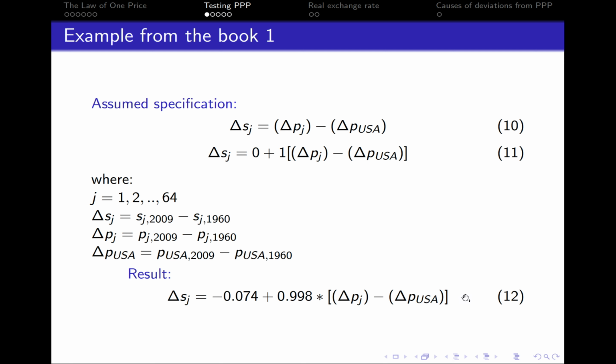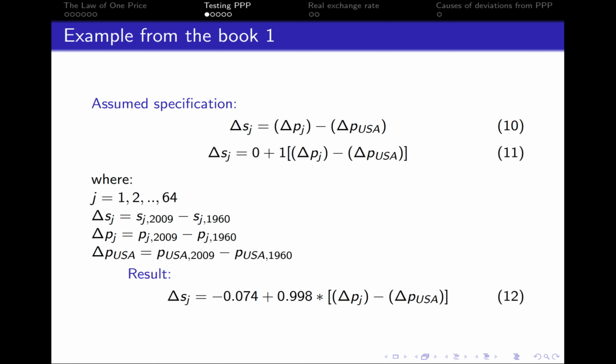Also, R square in this case was 0.98, which we get from this specification. From this result, we see that those two are actually very close. And look, the hypothesis that coefficient beta here is equal to 1 cannot be rejected.